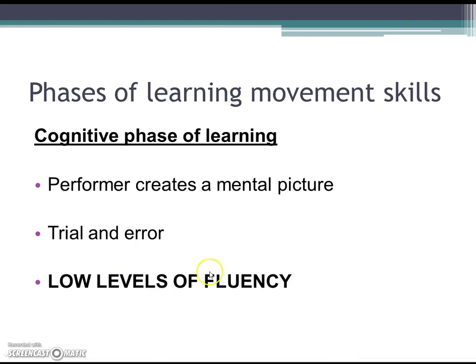So there we go, you've got four characteristics there. You're probably going to need three maximum, but what we're going to need, so you should have: create a mental picture, a period of trial and error, low levels of fluency, and finally, the performer relies on extrinsic feedback or external feedback, such as a coach.